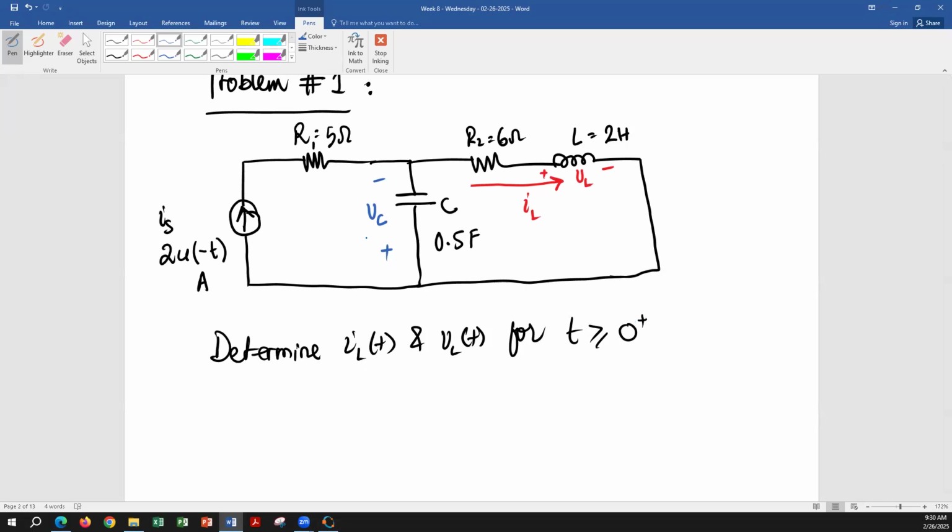Now, when the circuit is given to you, make sure you observe the circuit. Observe if it's a natural circuit or a forced circuit, a complete response. Observe if it's a parallel circuit or a series RLC circuit. That's extremely important, because if you don't observe it, you're going to make series parallel and parallel series, and then everything is going to be incorrect.